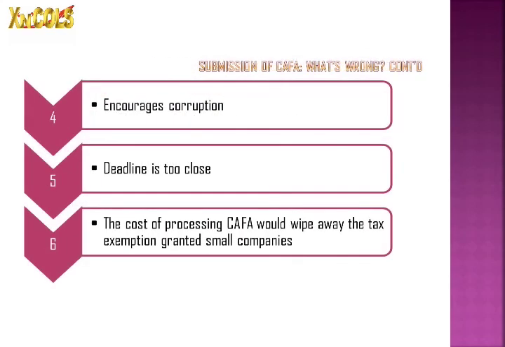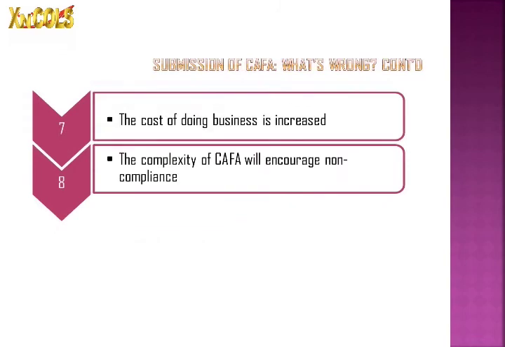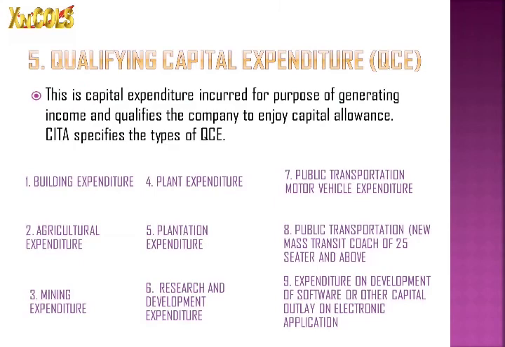Okay? Then again, we are going to look at what we mean by qualifying capital expenditure. The capital expenditure incurred for the purpose of generating income and qualifies the company to enjoy capital allowances is what we call qualifying capital expenditure, QCE. There are 9 items here in CETA for which a company may enjoy capital allowances.